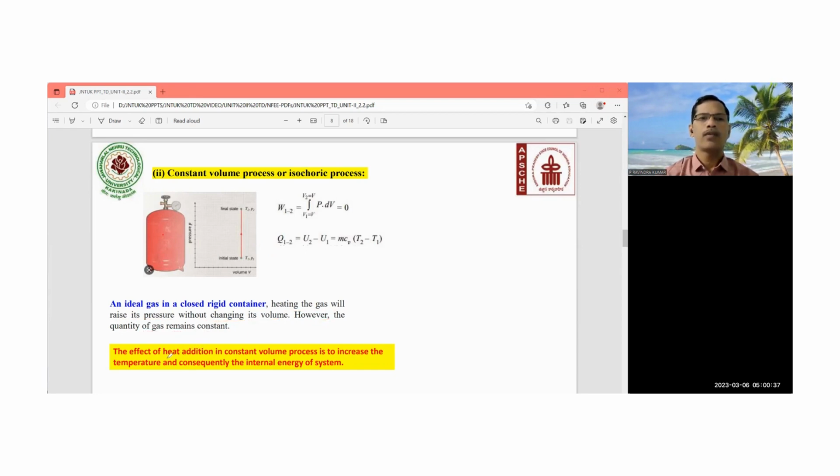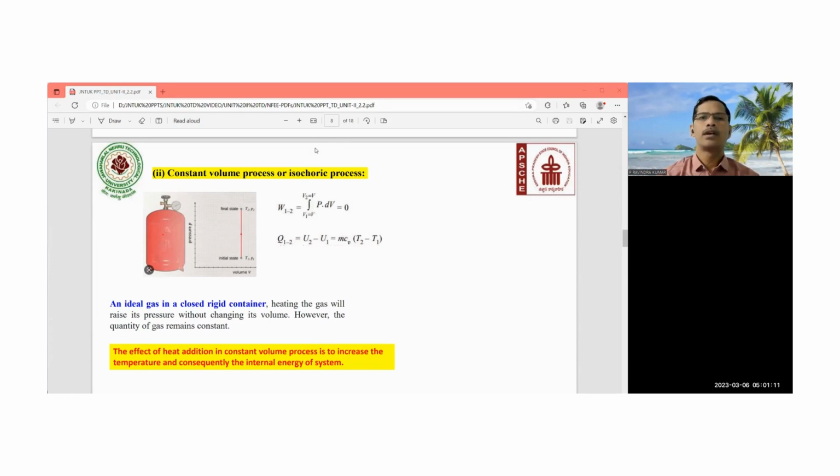So the effect of heat addition in a constant volume process is to increase the temperature and consequently the internal energy of the system. See here, right? So this is what a student has to remember in this particular case.